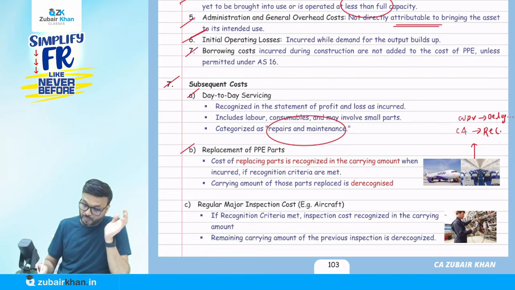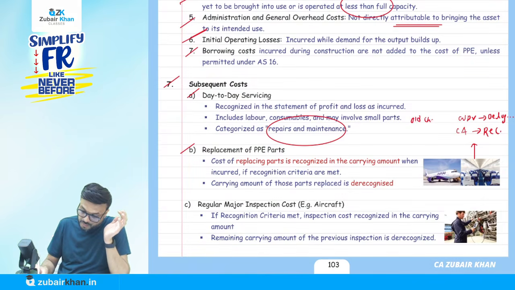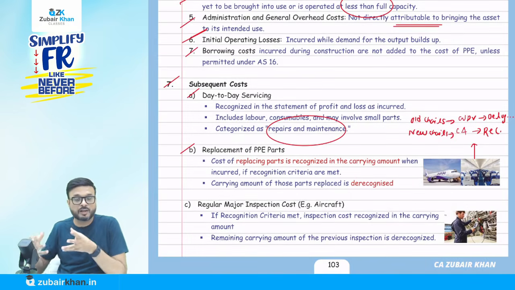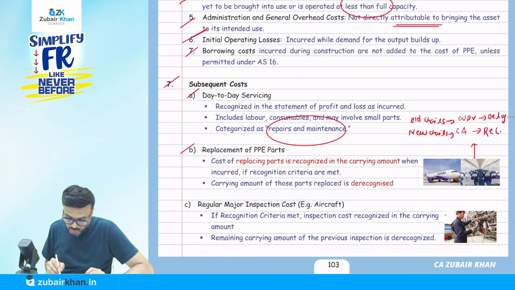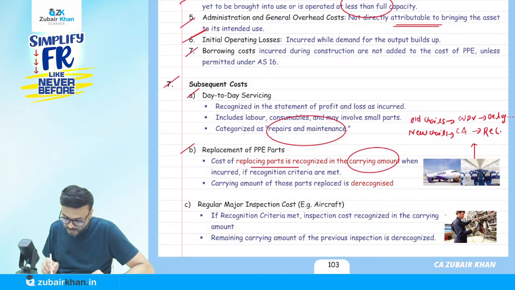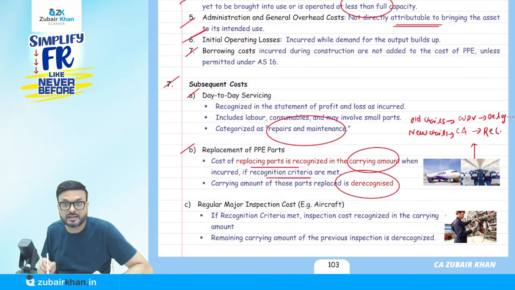So old chairs. Let me write here: old chairs, the WDV is derecognized. New chairs, carrying amount. Book value means the carrying amount, whatever the price that you have, that will be recognized. So they say the cost of a replacing part is recognized in the carrying amount when incurred, if the recognition criteria are met. The carrying amount of those parts replaced is what is derecognized here.